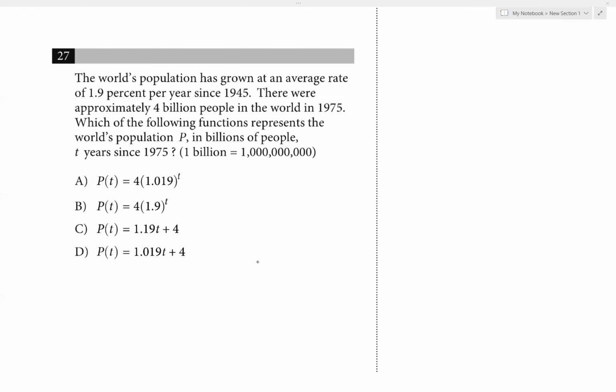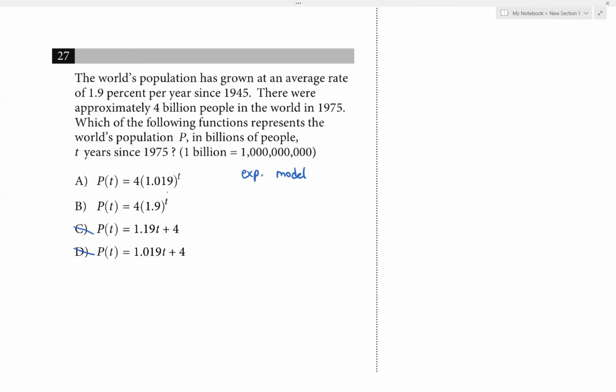Okay, so once we decided it's an exponential model, then we can pretty much eliminate C and D, because C and D are y equals mx plus b. That's the linear equation form. Okay, so it's an exponential model, so the t should be in the exponent. Okay, t should be in the exponent.